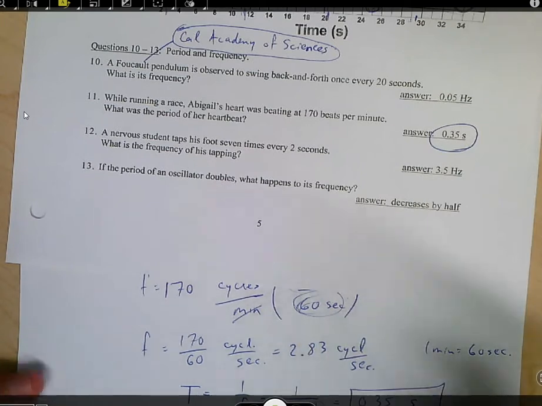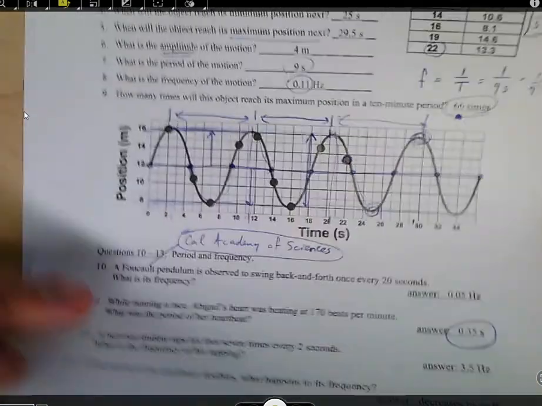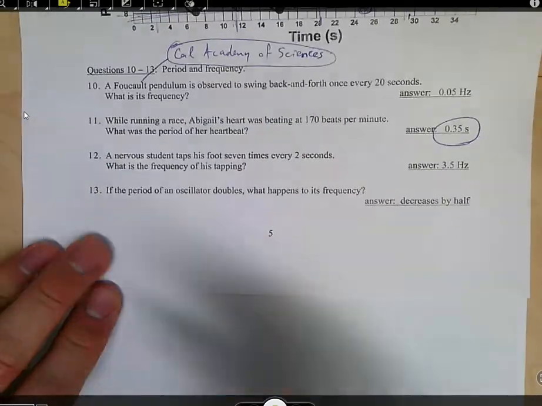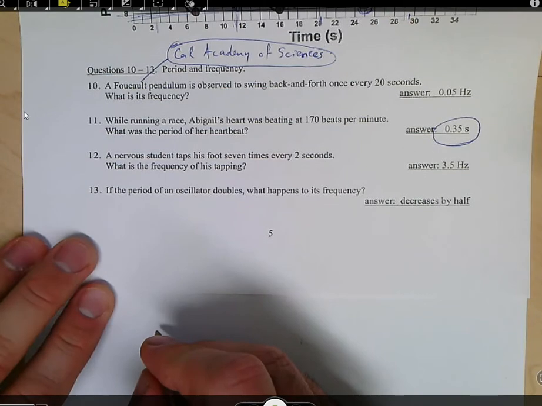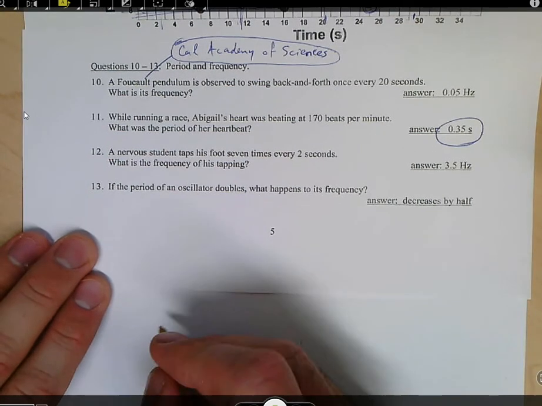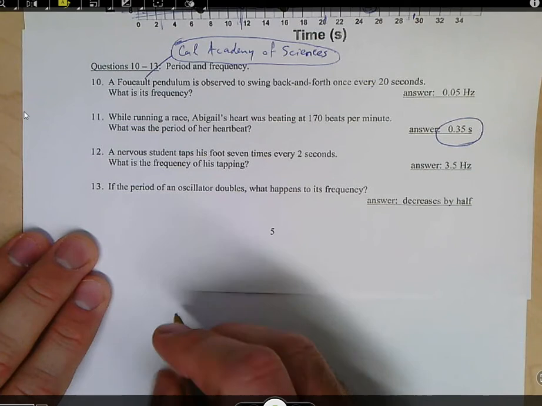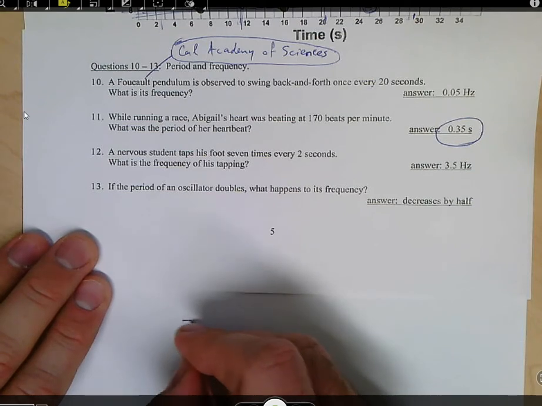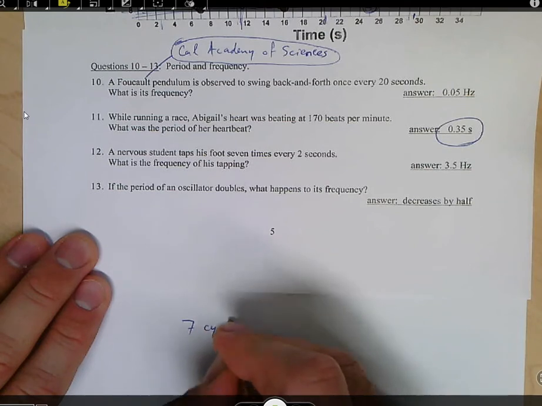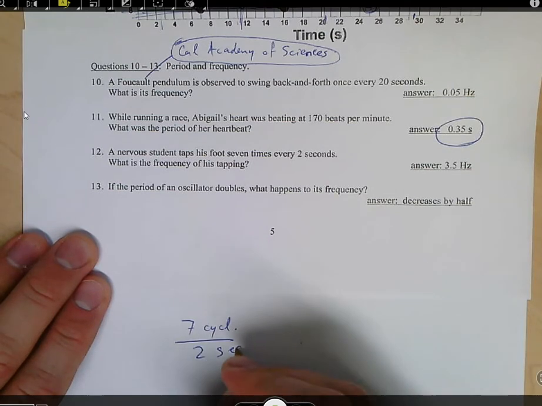Okay, good. If you're starting to feel good about these things here, then hopefully the next two won't be so bad. A nervous student taps his foot 7 times every 2 seconds. What is the frequency of his tapping? Okay, so we'll say that the student taps the foot 7 times, so 7 cycles per 2 seconds.